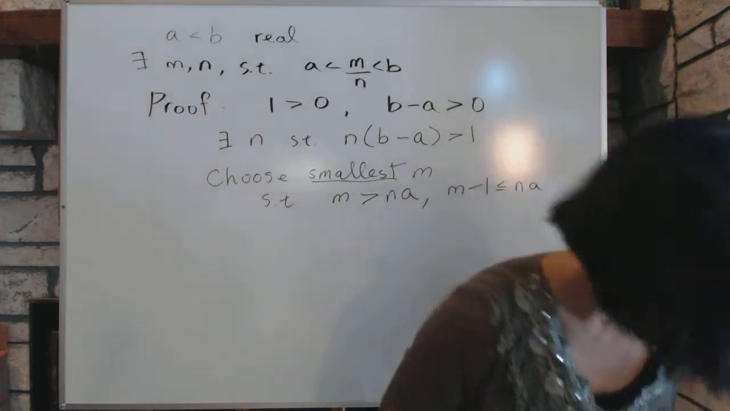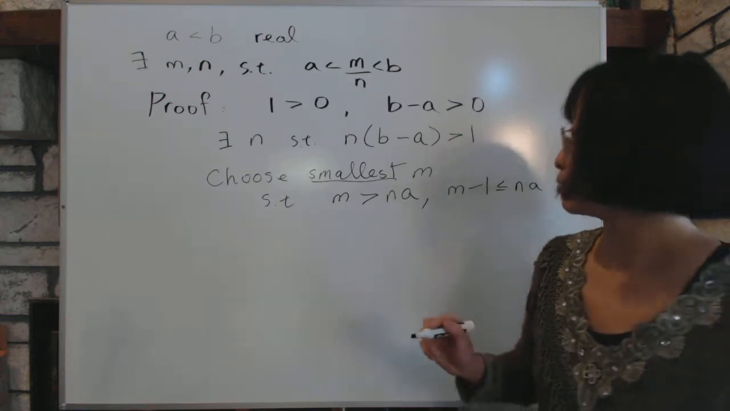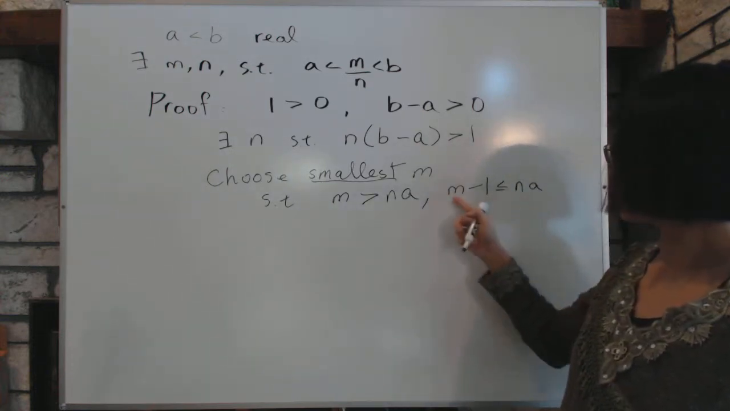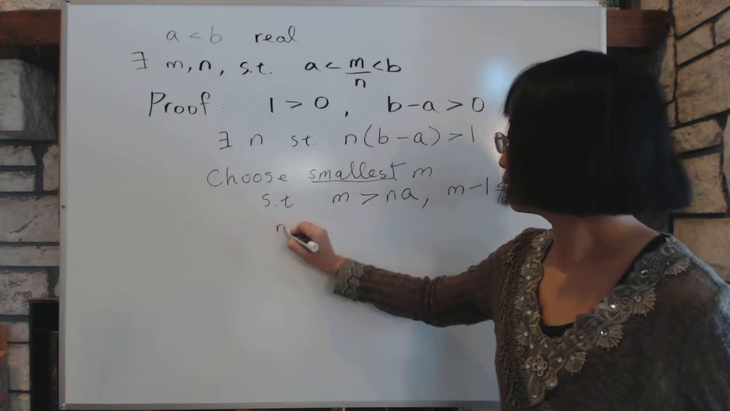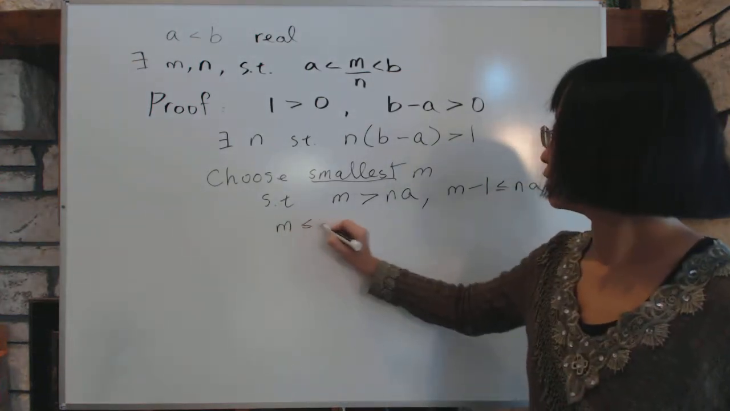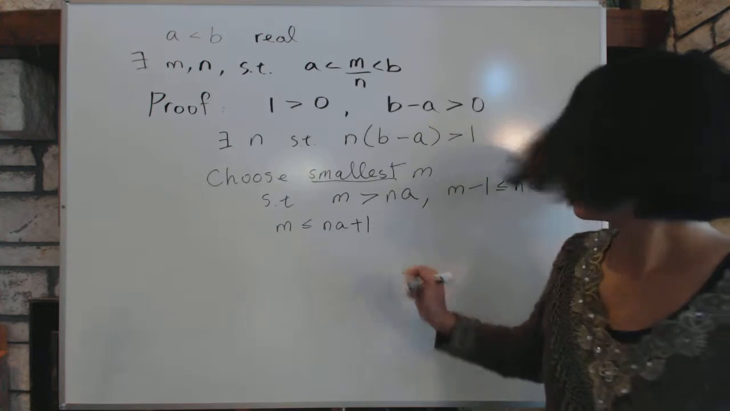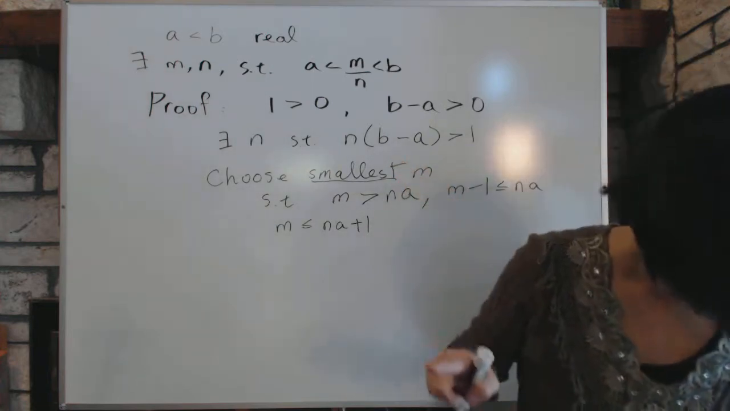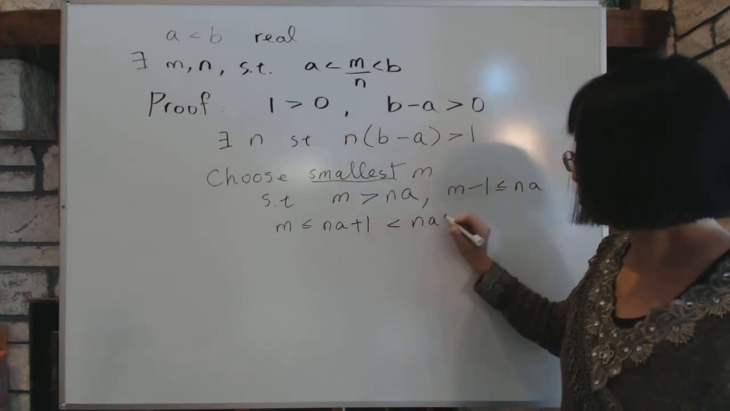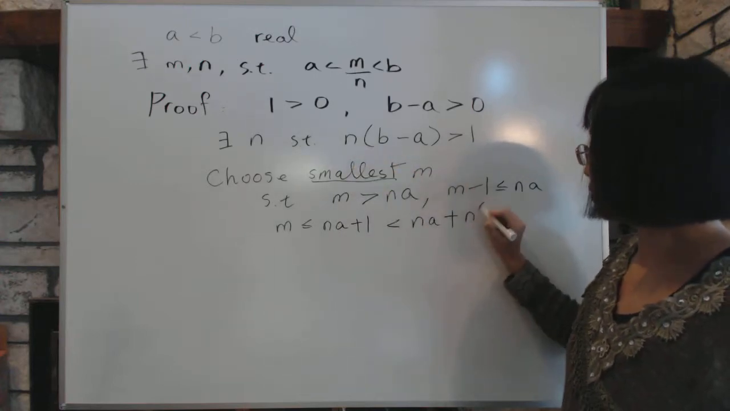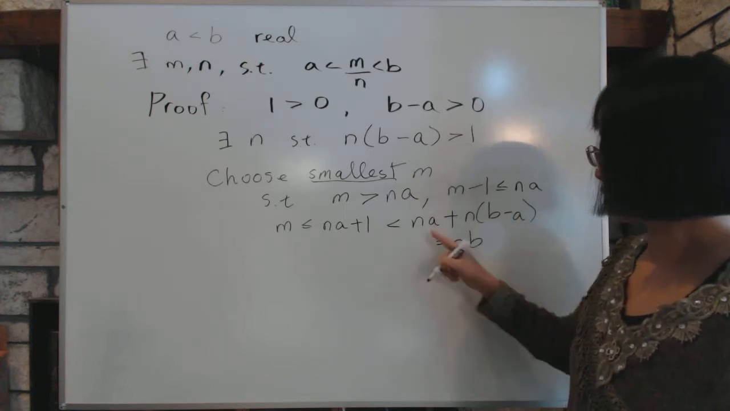So at this point, you start doing algebraic manipulations with this line right here. You rewrite this, and you get m is less than or equal to na plus 1. That's just rewriting this. And then you consider what is 1? 1 is less than this value, so this whole thing is going to be less than na plus this value right here, n times (b minus a). And this whole thing just equals nb by the time you work through it.